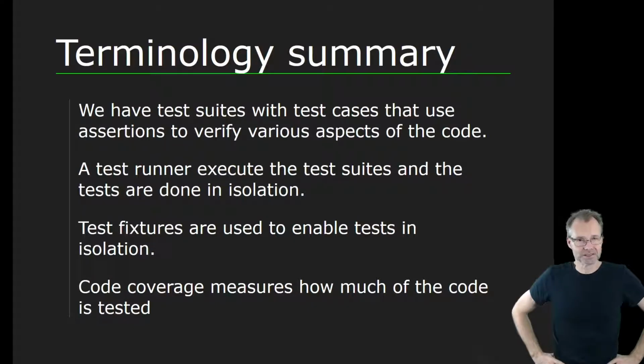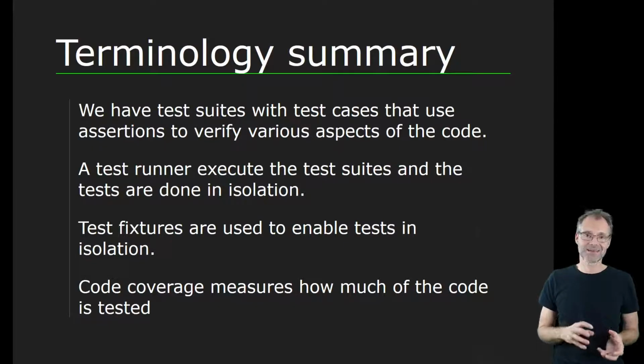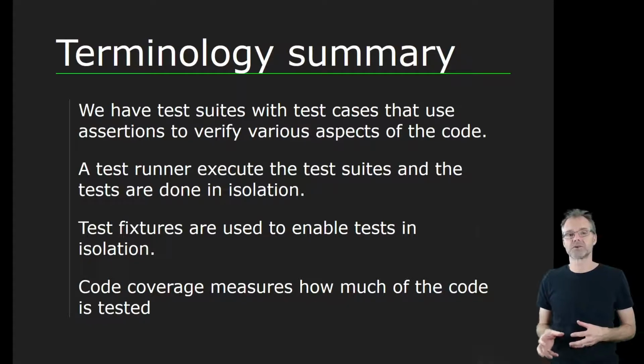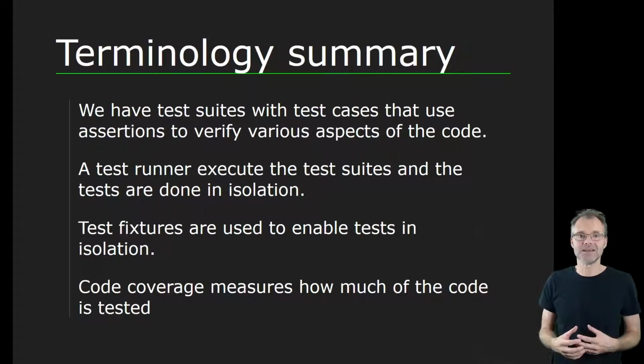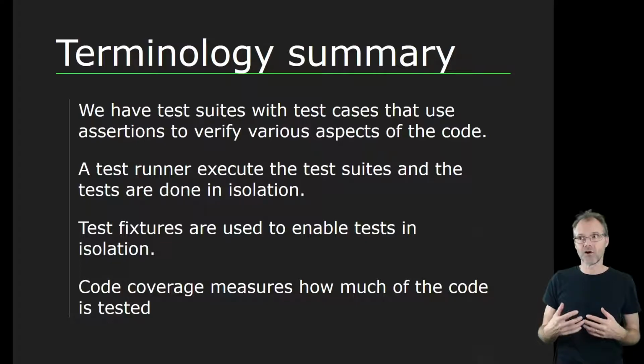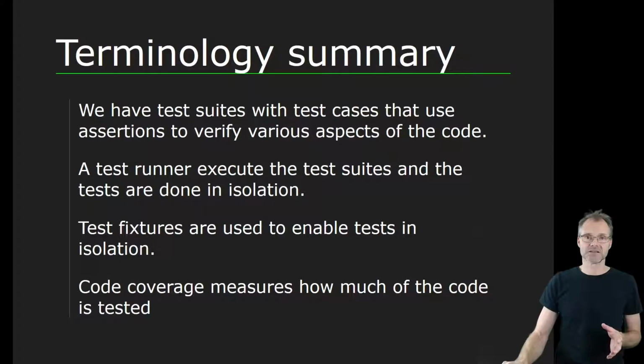Okay, so shall we summarize again? We have test suites with test cases that use assertions to verify various aspects of our code. A test runner executes the test suites, and the tests are all done in isolation. Test fixtures, we use them to make it possible to run these tests in isolation. And code coverage is a metric on how much of the code our unit tests are covering.